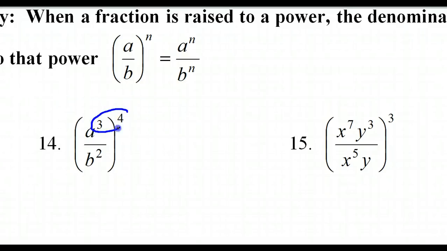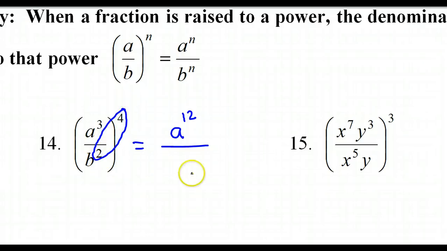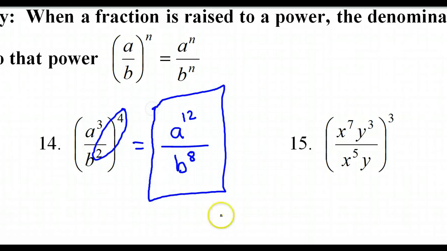Okay, power to a power, that's going to give me a to the 12th power. You just multiply those. And then do it again. Alright, if I do a power to a power, I multiply. So that's going to give me b to the 8th power. That's it. Nothing more I can do with that.